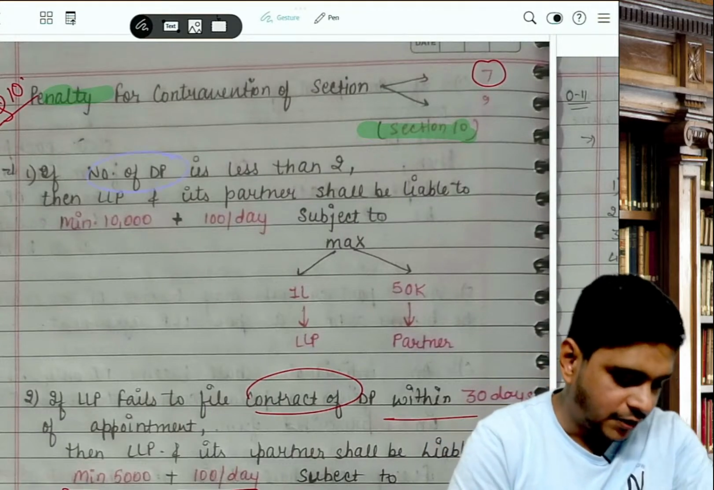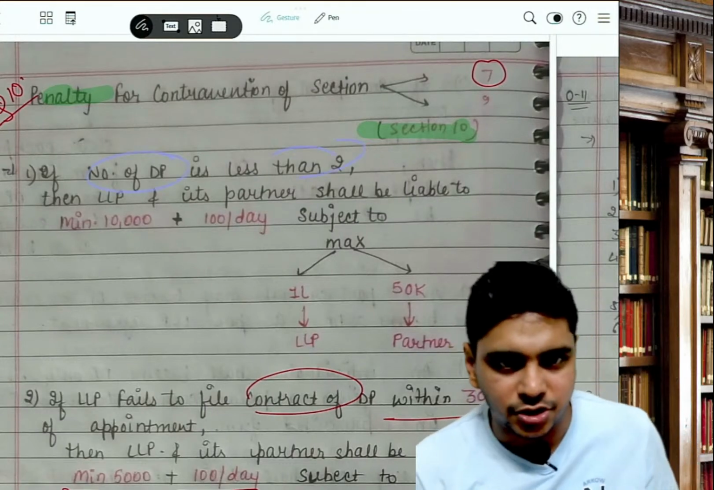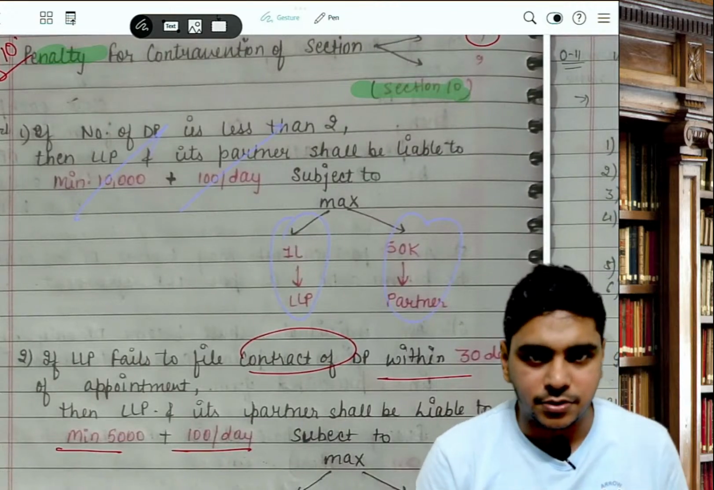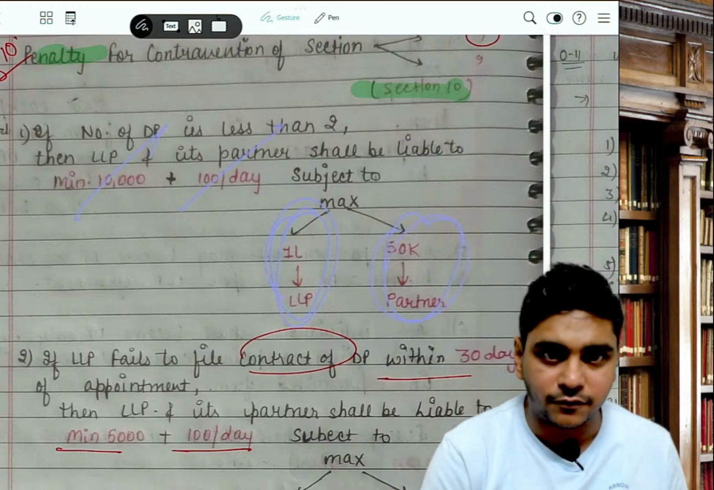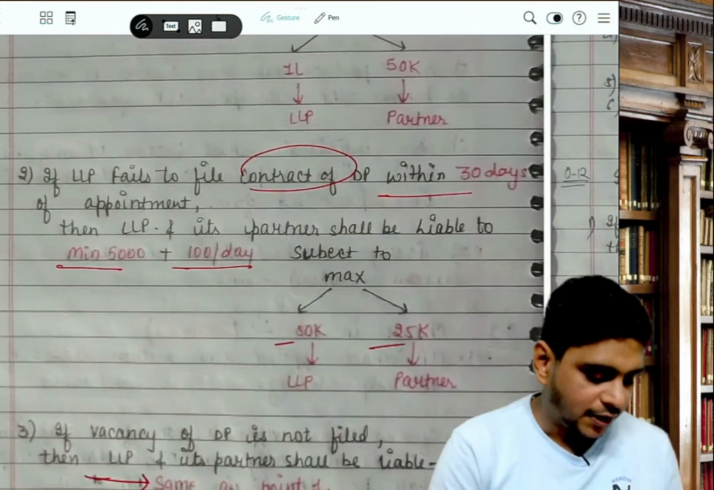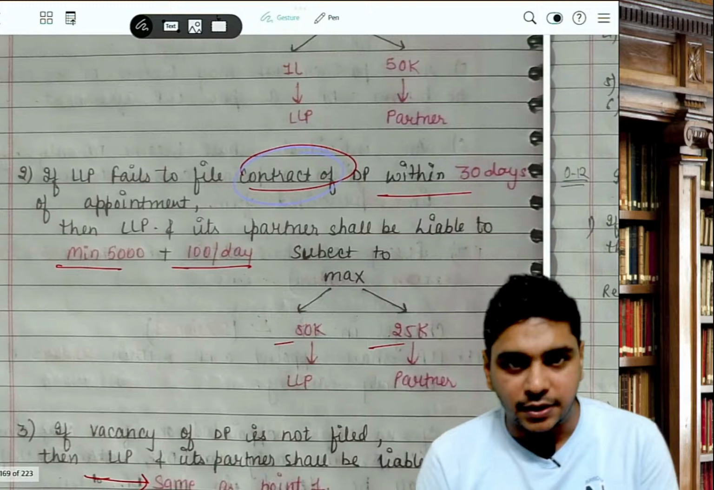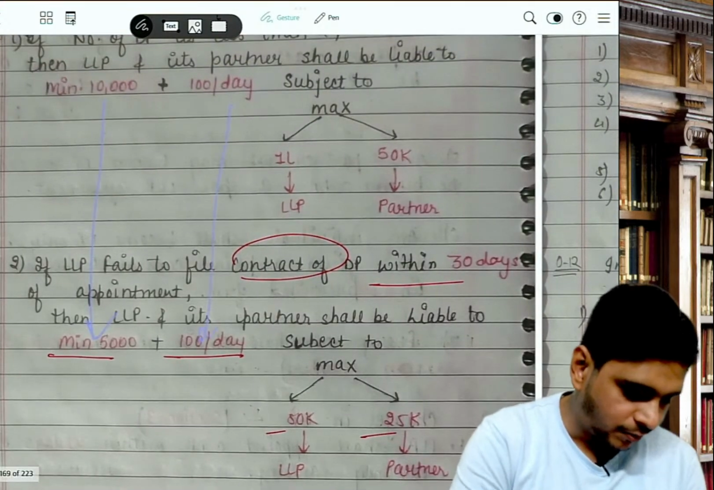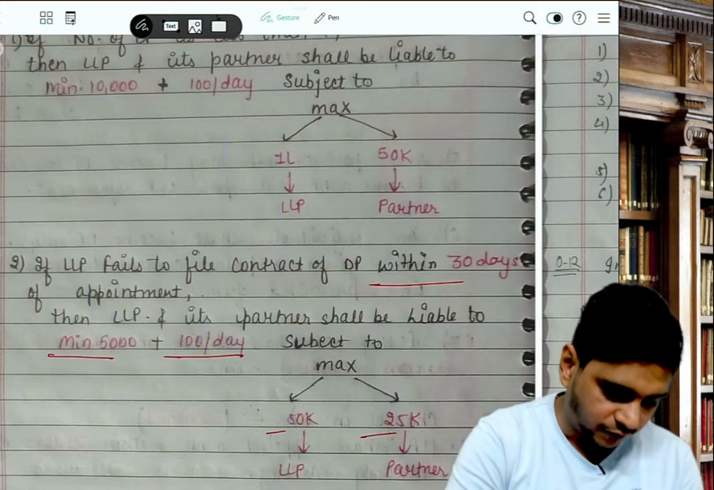It says if the number of DPs is less than 2, the LLP and its partner shall be liable for 10,000, and 100 per day, subject to maximum 1 lakh for the LLP, 50,000 for the partner. Correct? If the LLP fails to file the consent of DP within 30 days, just halve it: minimum 5,000, 100 per day, maximum 1 lakh halved is 50,000, and 50,000 halved is 25,000.